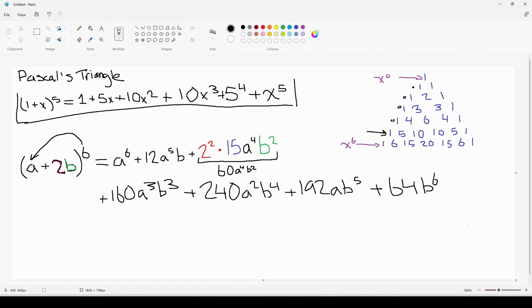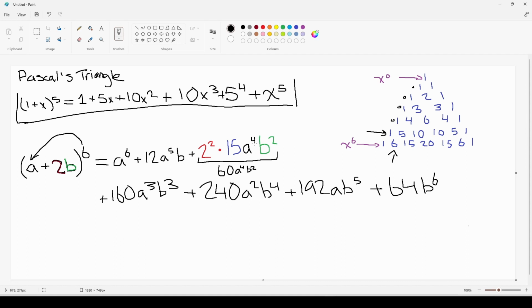which gives us a to the 6th plus 12a to the 5th b, which means that we move a little bit of this power over onto this second term. And we're also multiplying by 6 because we're on the second term. So you get 2 multiplied by 6 gives us 12, and we're moving a little bit of the power over from this first term to the second. So we have 12a to the 5th b.